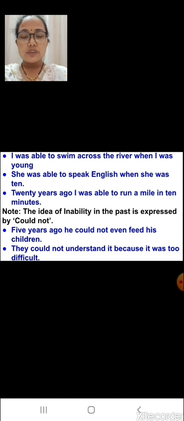Number 2, she was able to speak English when she was 10. Number 3, 20 years ago, I was able to run a mile in 10 minutes. The idea of inability in the past is expressed by could not. For example, number 1, 5 years ago, he could not even feed his children. Number 2, they could not understand it because it was too difficult.